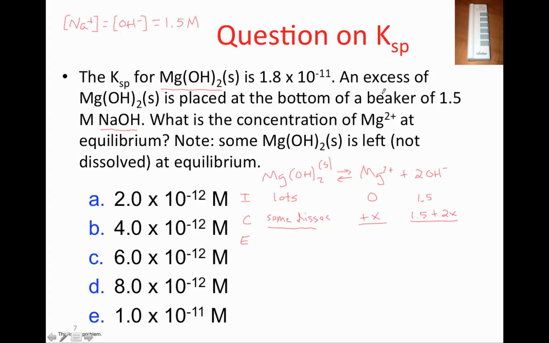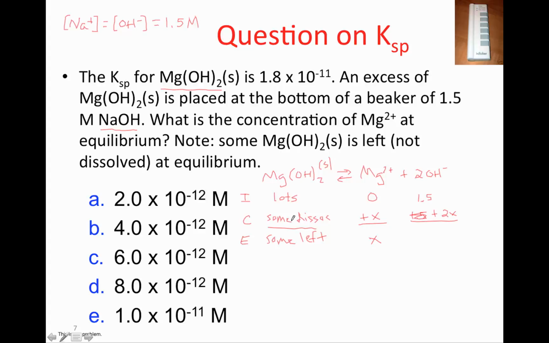Again, we know that we have an excess of magnesium hydroxide, so I have some left. And again, I can be vague here because the concentrations of pure solids don't appear in the equilibrium expression. I just need to know I have some of it, and I've satisfied my conditions here for the problem. But 0 plus x is x. Oh, actually, that shouldn't have been there, right?